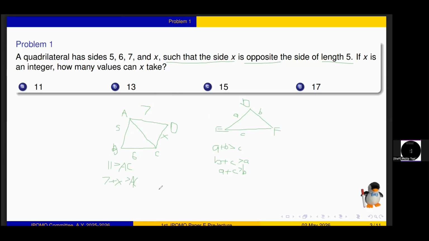Now this doesn't look like much information, but remember, ABC and ACD aren't the only triangles. We also have ABD and BCD in order to apply the triangle inequality. So in this case, we must have 5 plus 7 is greater than BD, and also BC plus CD, which is 6 plus x, is also greater than BD.